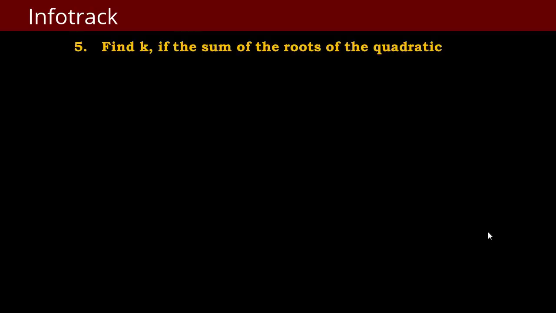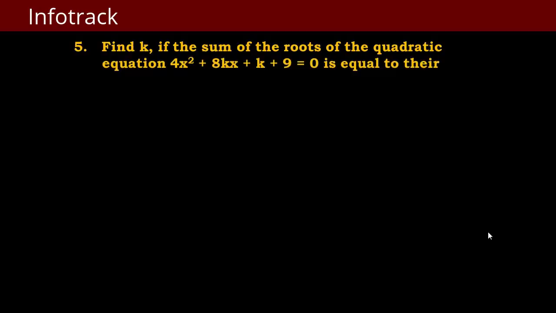Find k if the sum of the roots of the quadratic equation 4x square plus 8kx plus k plus 9 is equal to 0 is equal to their product. So it is given the sum of the roots of the quadratic equation, that means alpha plus beta, is equal to their product, that means it is equal to alpha into beta. Now see the given quadratic equation, 4x square plus 8kx plus k plus 9 is equal to 0.